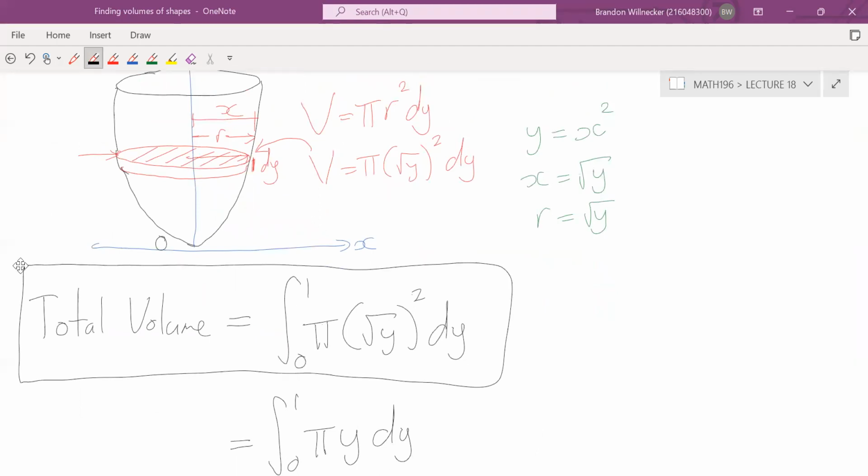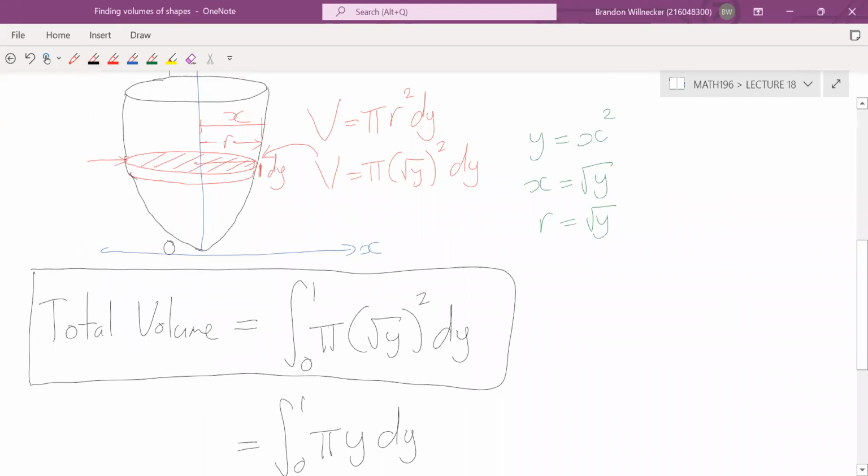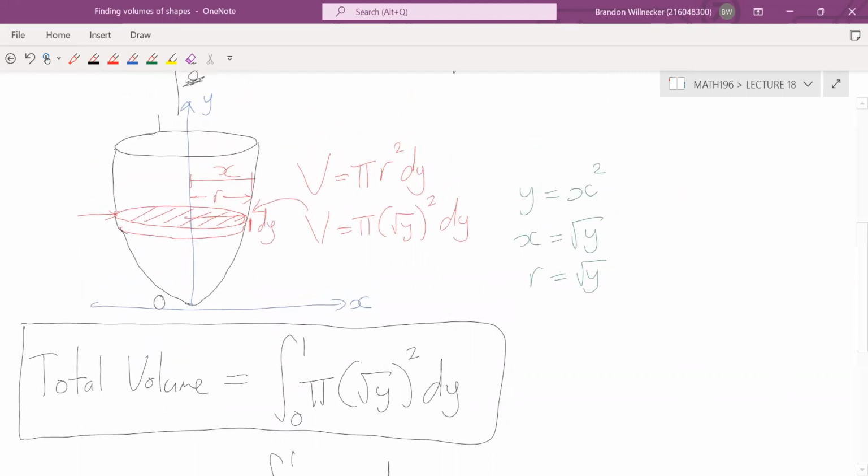So this is what we use to calculate the volume. That's just the idea that we're going to be using from now on: the idea of slicing it up into discs and then summing up the individual volumes to get the total volume.